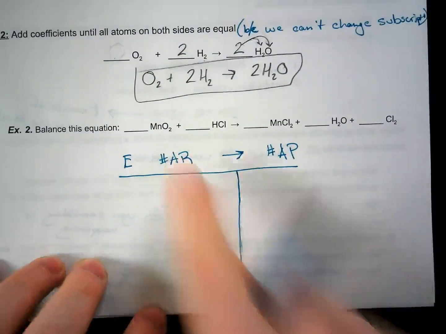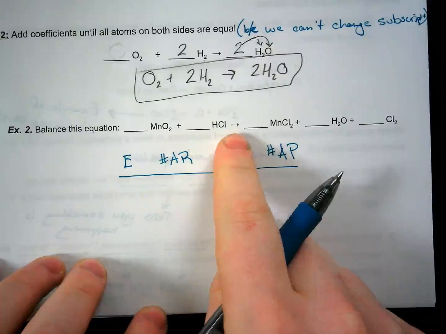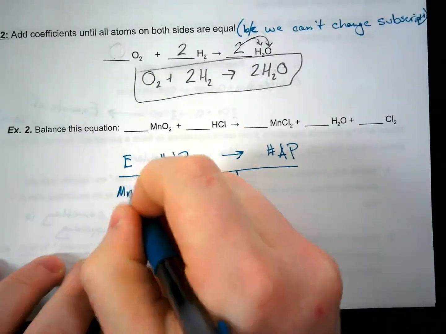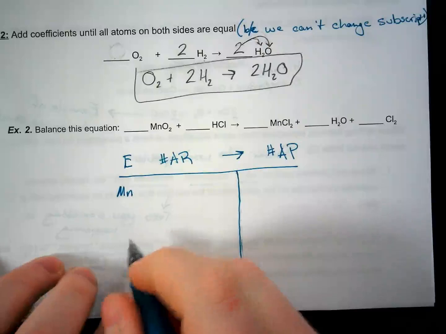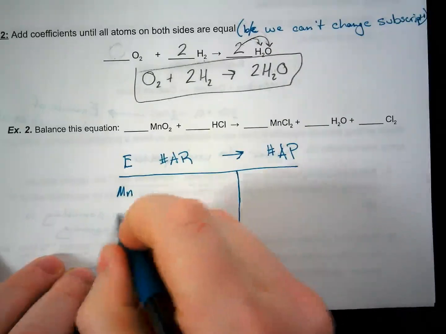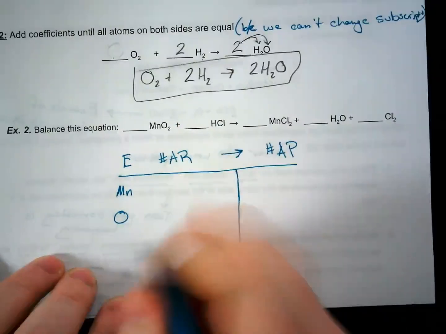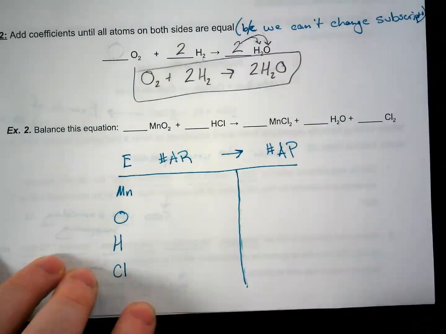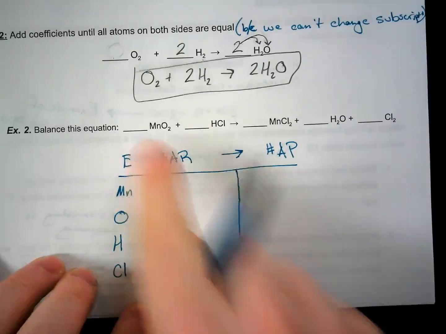Okay. I'm going to read from left to right and just write down the atoms I come in contact with. So it's going to be Mn, for manganese, oxygen, then hydrogen, and then chlorine. Okay. So I've got my elements labeled out. Now I just have to count them.